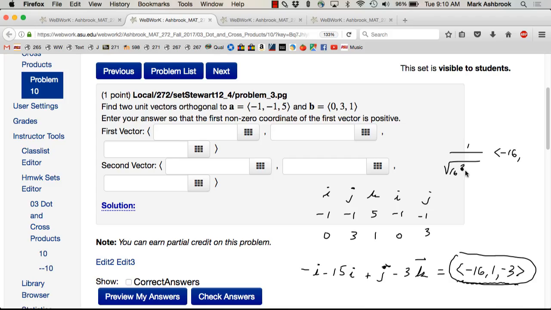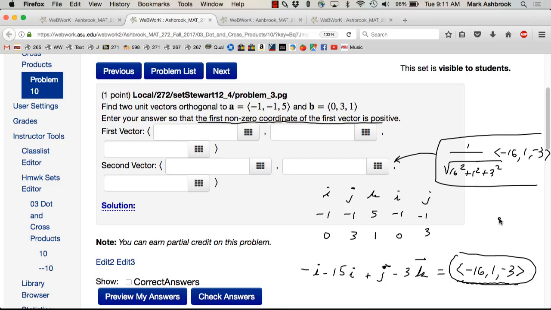16 squared plus 1 squared plus 3 squared. So that's my scaling multiple to get this from whatever length it is to length 1, right? So there's one of them, a unit vector that's orthogonal to both of the originals. And I think they said, enter your answer so that the first non-zero coordinate is positive, or the first vector is positive. So is this going to be my first vector or my second vector? That's going to be my second, because it's going to have a negative first component.